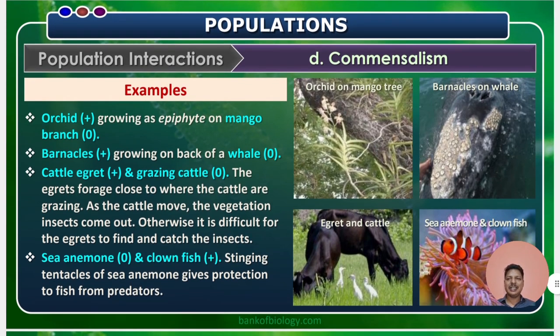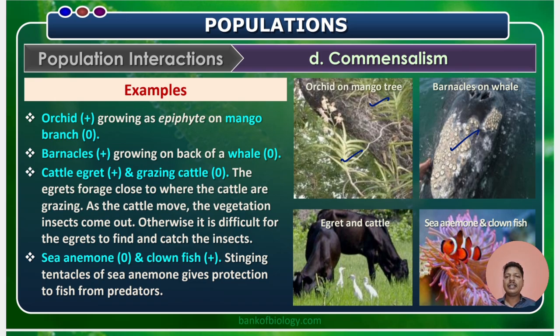Then coming to commensalism. Here the examples are orchids growing as epiphytes on mango branches. Here you see orchids are growing on mango branches. Barnacles growing on the back of a whale.